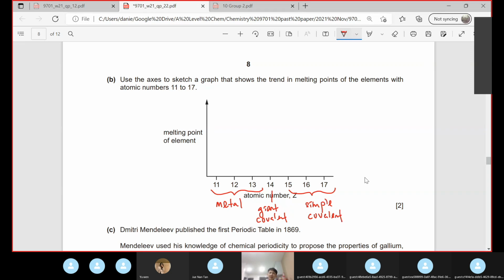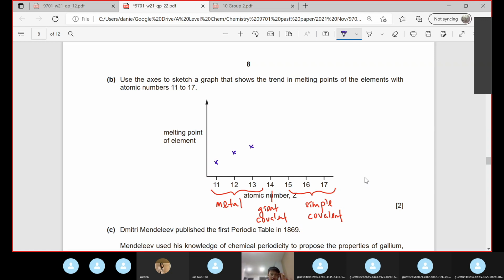Then when it comes to plotting, from 11, 12, 13, you need to show an increasing trend, 1, 2, 3. Going back to metallic bonding, metallic bonding gets stronger when the number of delocalized electrons per atom increases. So that's why the melting point increases.